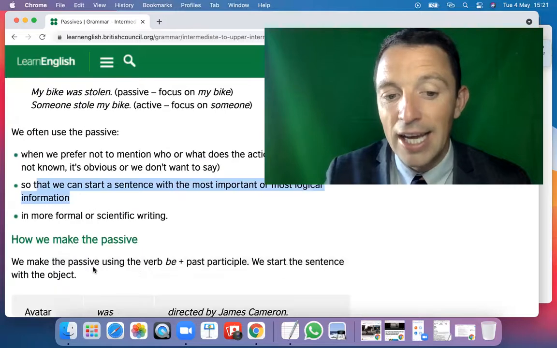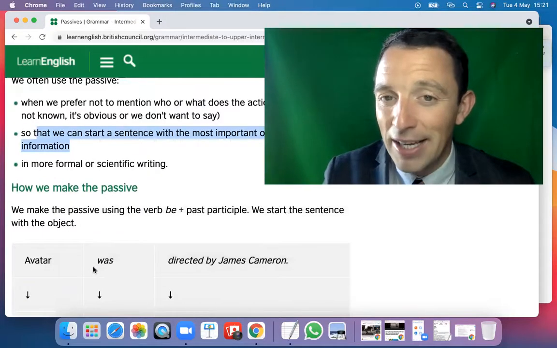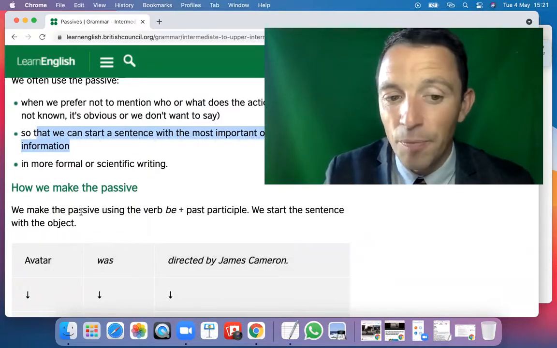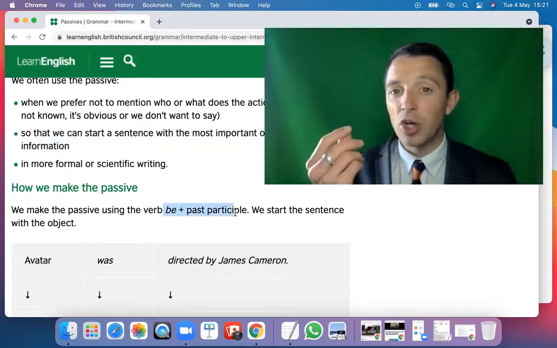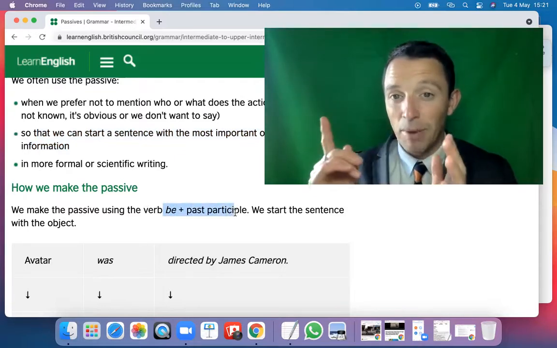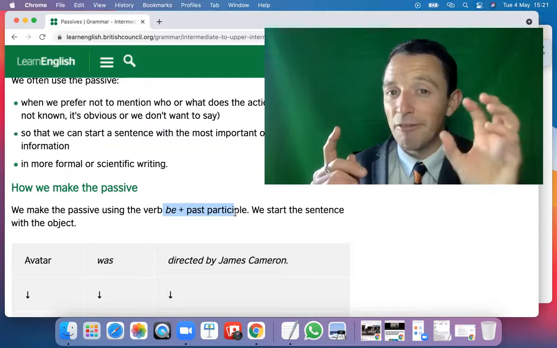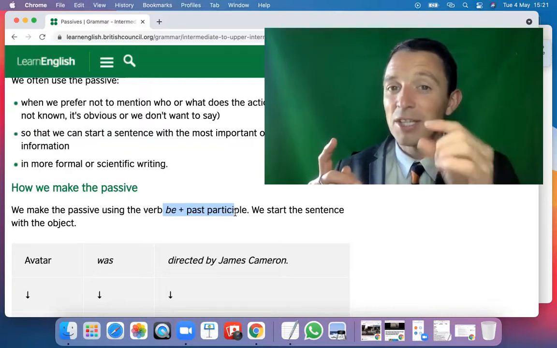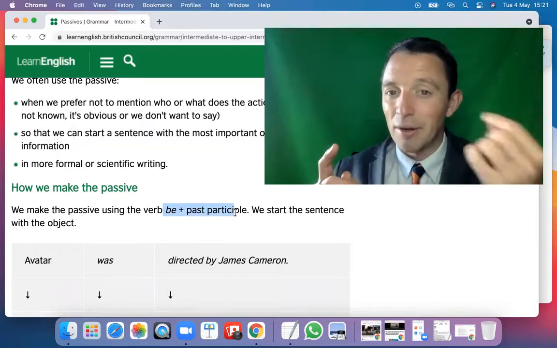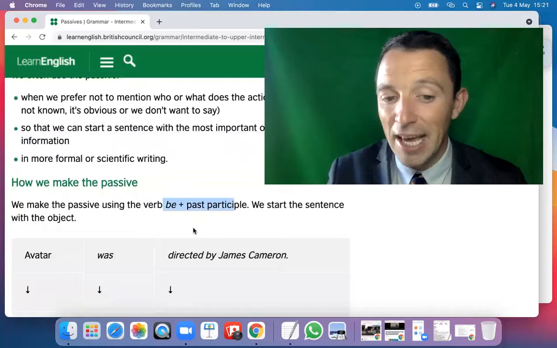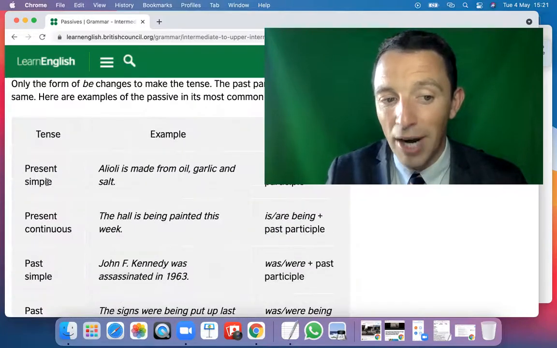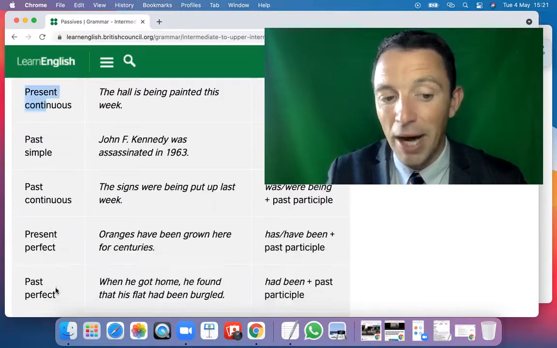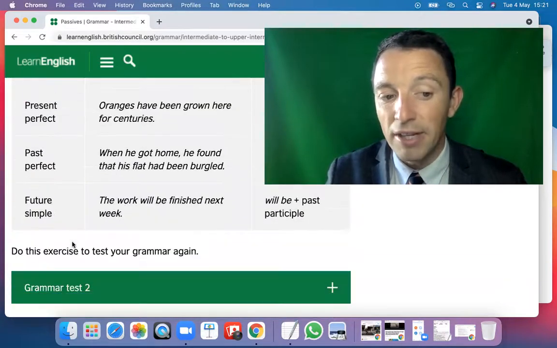Okay, the structure: how to make the passive, you can see here, we use the verb to be plus the past participle. So always we use the verb to be plus the past participle, but it's possible to change the form of the verb to be. It's possible to use past simple, present simple, past continuous, past perfect. And this table is very, very good, so I'll show you this table. We have the present simple, present continuous, past simple, past continuous, past perfect, present perfect, and future simple.